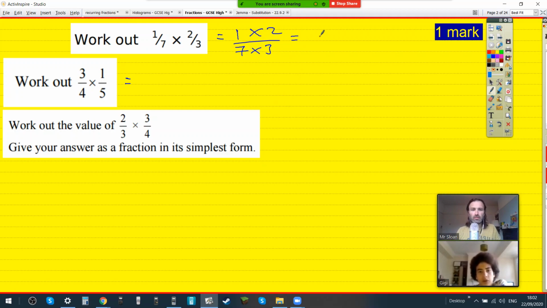Two over 21. Yep. And how about the very last one? 12 over 6. I mean, it would be 6 over 12, which is 1/2. Yeah, and that's why that one said simplest form. Great.